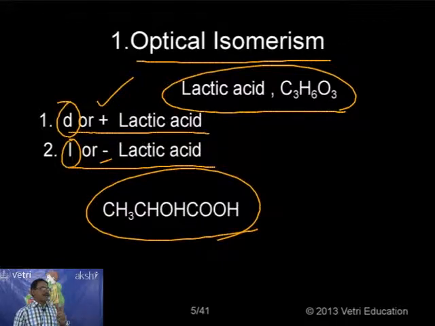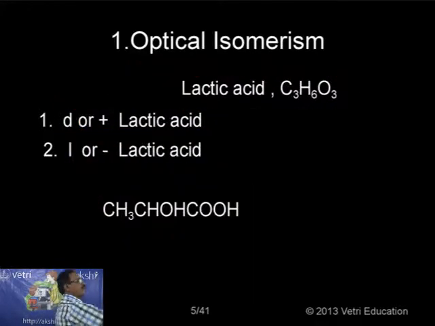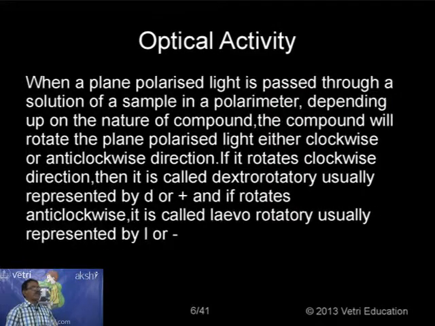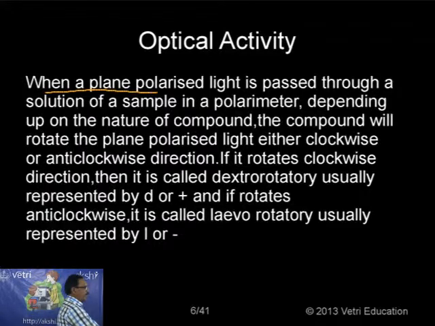It exists in two forms. One rotates plane polarized light in the clockwise direction, another rotates it in the anti-clockwise direction. All this information I will show now. I will explain now. Now, just see. What is optical activity? This is the definition: when a plane polarized light, I will explain what is plane polarized light.